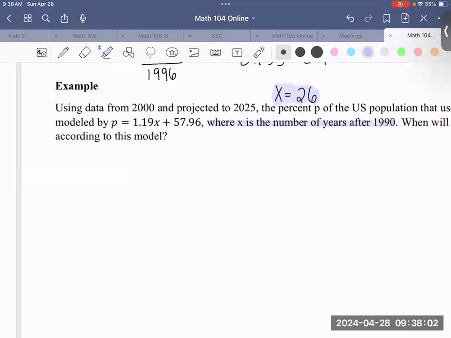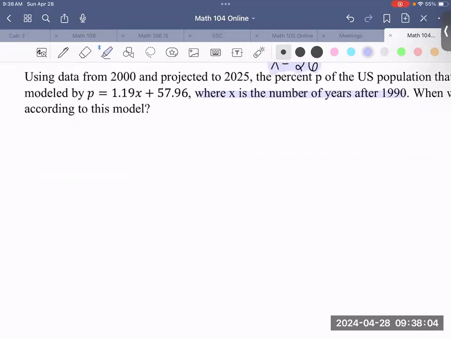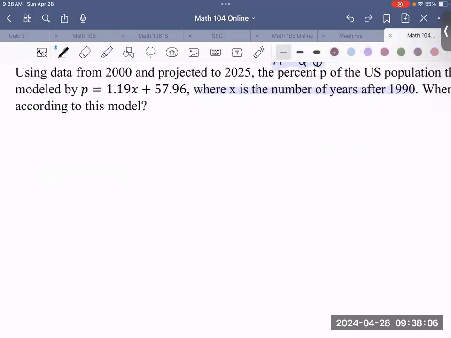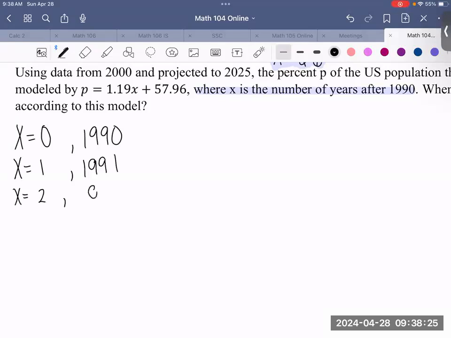So again, we're talking about years after 1990. So x is equal to what for the year 1990? Well, we're starting at 1990, so x is going to be 0, which means if we have x equal to 1, that is going to be 1991. Or x equal to 2 is 1992. So again, whatever your number comes out to be, we're going to have to manipulate your answer.